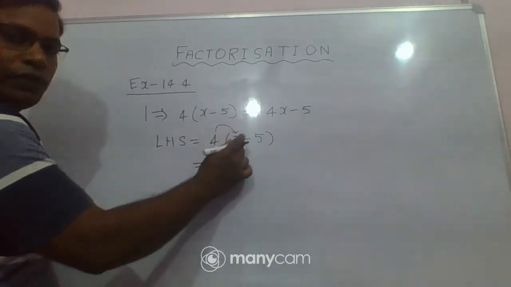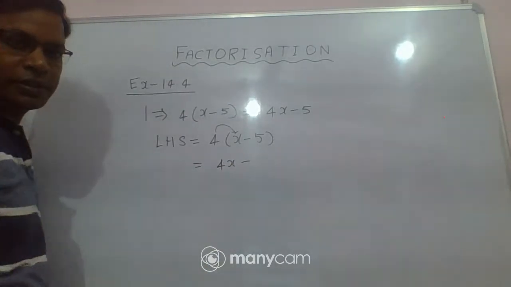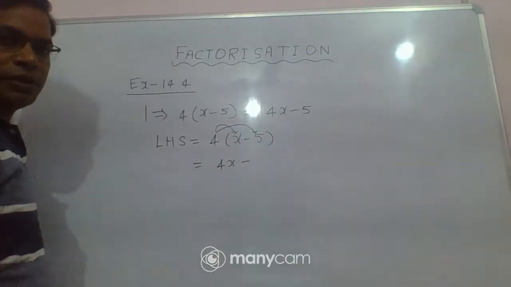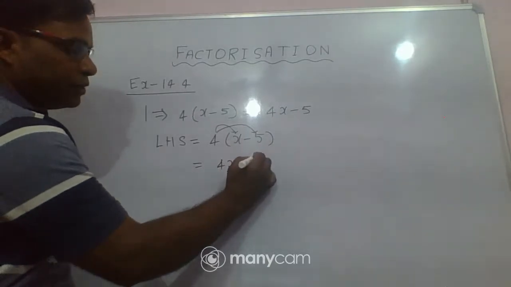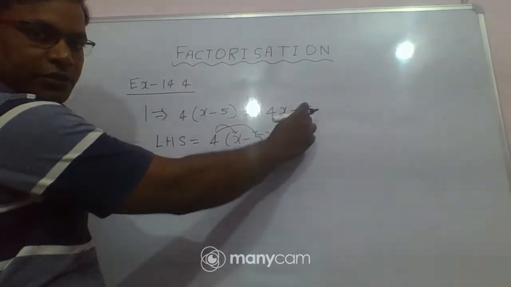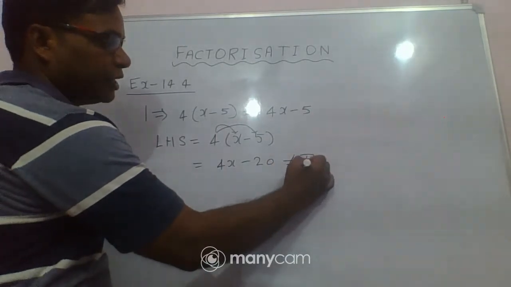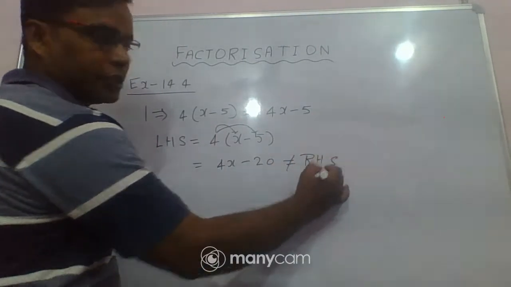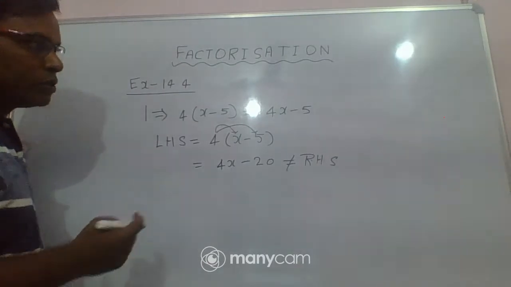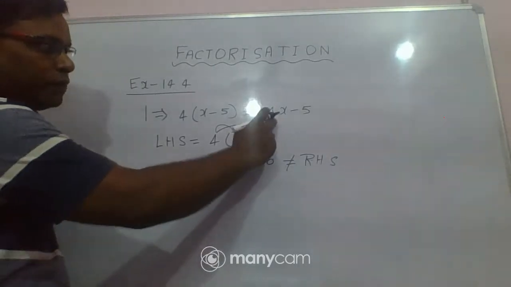So first we multiply 4 into x. So 4 into x is equal to 4x minus 4 into 5. After this we multiply 4 into 5. So 4 into 5 is 20. And this is the right hand side. You can see here 4x minus 5. This is not equal to the right hand side. Clear? This is not equal to the right hand side.